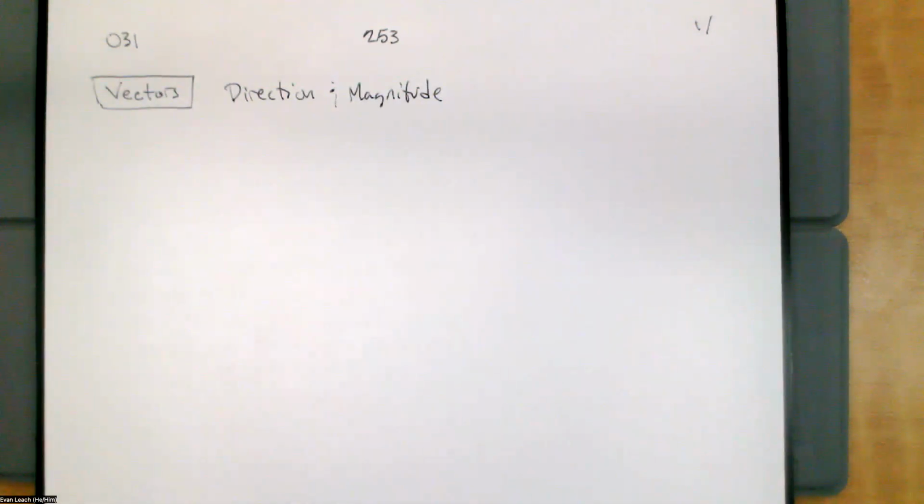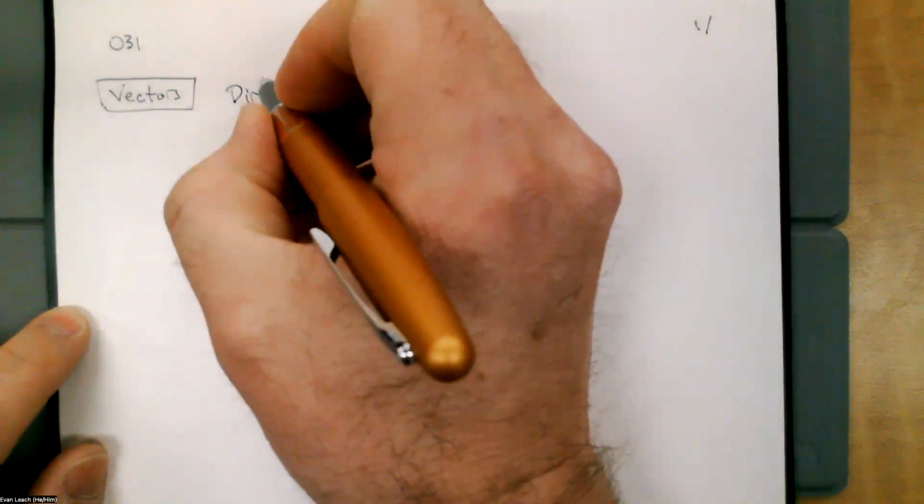It might look a little different, but same vectors. We can see what we care about with vectors right in that first word. A vector is a direction and a magnitude. And we know that direction is a calculus concept.